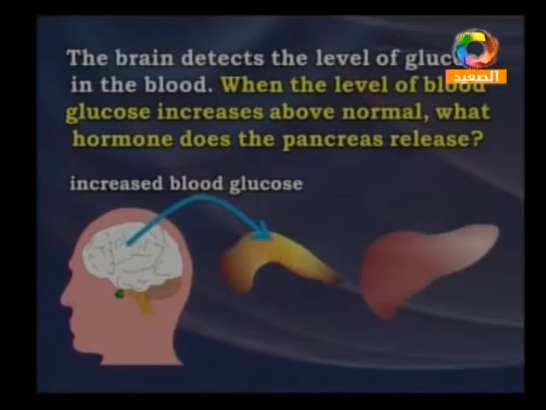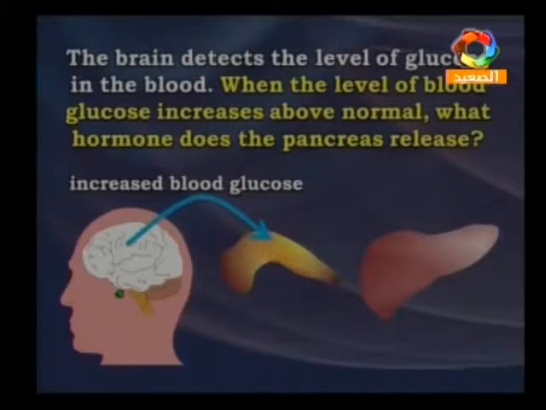The first case is an increase in the blood glucose. The brain detects the level of glucose in the blood. When the level of blood glucose increases above normal, what hormone does the pancreas release? It's the insulin hormone. If the glucose sugar increases in the blood, an order comes from the brain to the pituitary gland to make what?